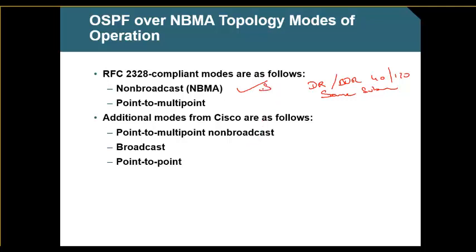Neighbors are statically configured. Whereas in point to multipoint, neighbors are dynamically discovered, no DR/BDR. The timer is same. Subnet is also same subnet.